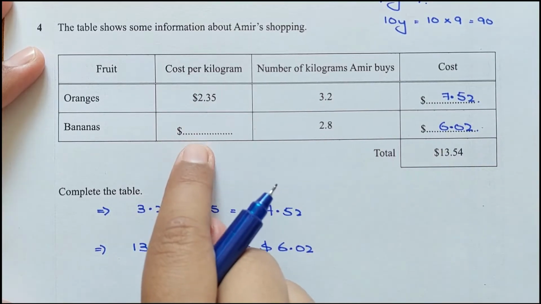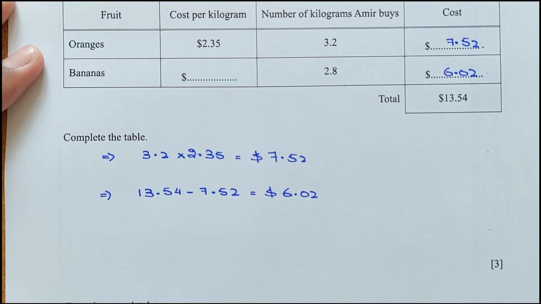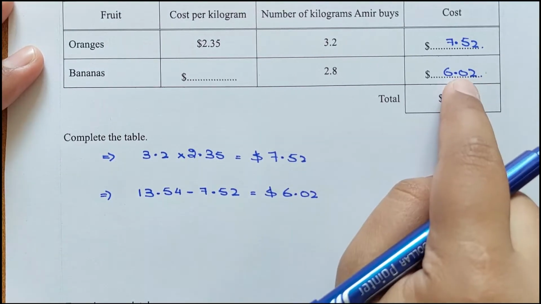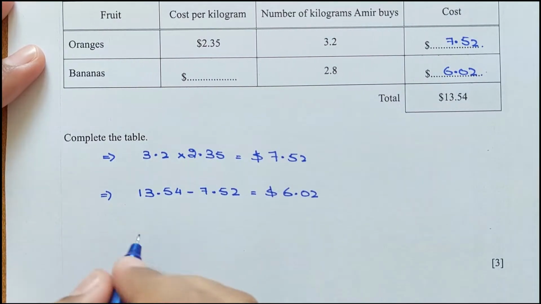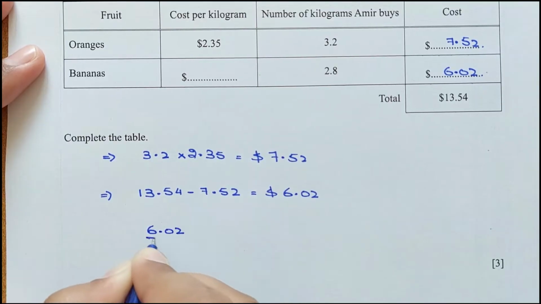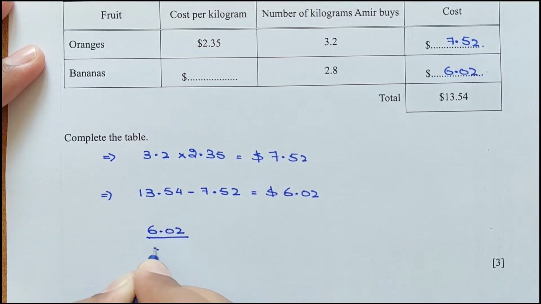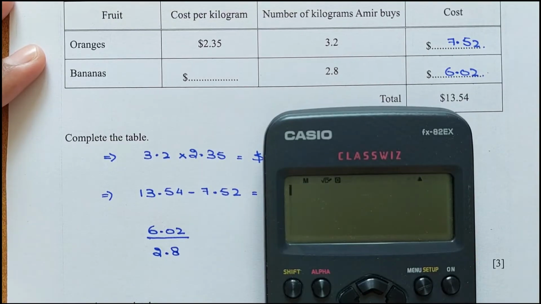Now we have to find the cost of bananas per kilogram. To get the cost of bananas per kilogram, we divide the total cost by the number of kilograms of bananas. The total cost is $6.02, divided by the number of kilograms of bananas, which is 2.8 kilograms. We will get the cost per kilogram of bananas, which is 2.15.